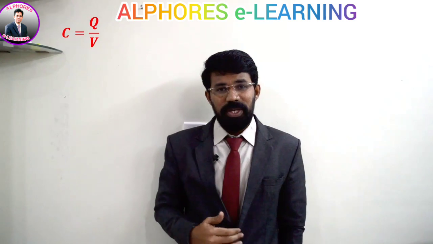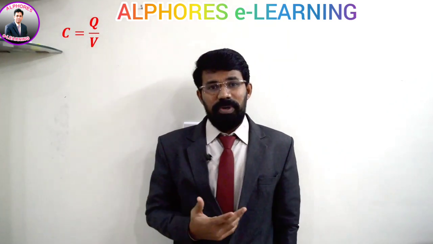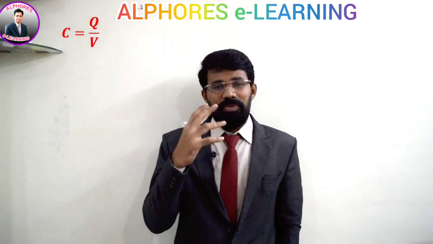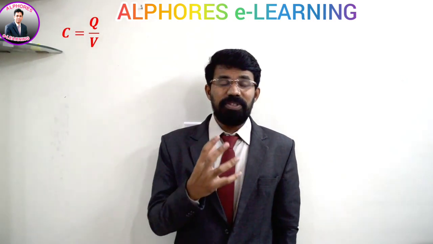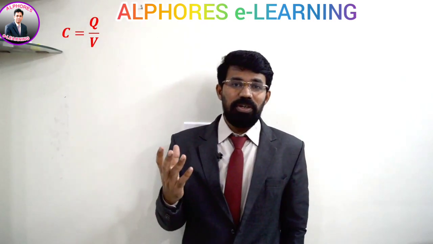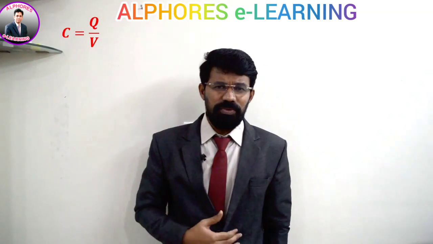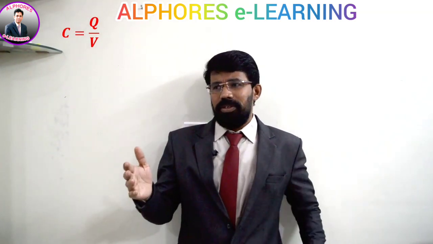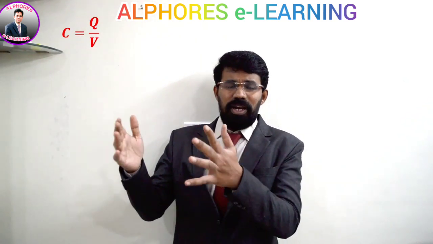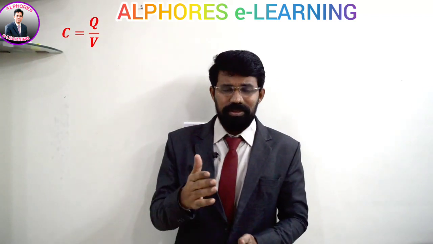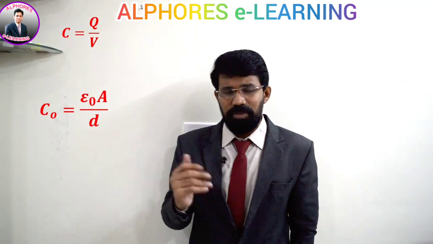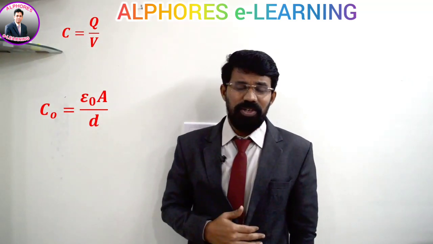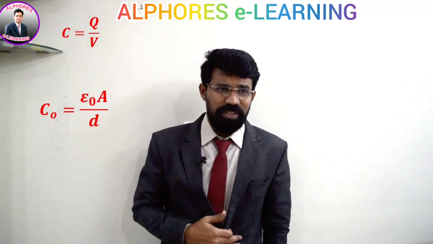The next one is the parallel plate capacitor. Whenever we think about a parallel plate capacitor, immediately we should recollect this formula: C is equal to epsilon naught A by D. This is the equation we develop for the capacitance of a parallel plate capacitor. If you consider a parallel plate capacitor with air between the plates, you can express that as C naught is equal to epsilon naught A by D, where A is the area of the plate and D is the separation between the plates.